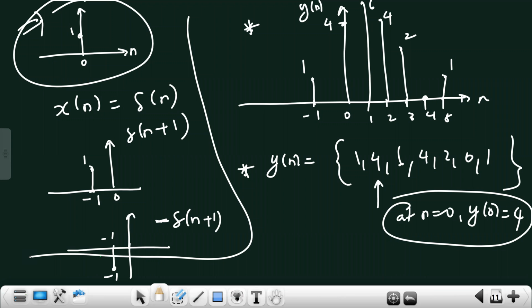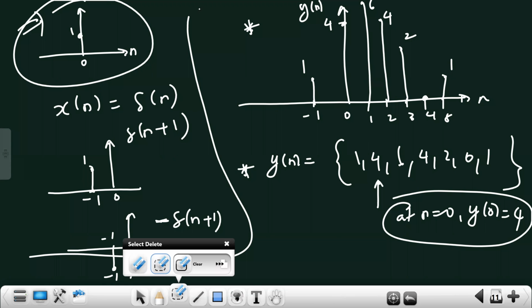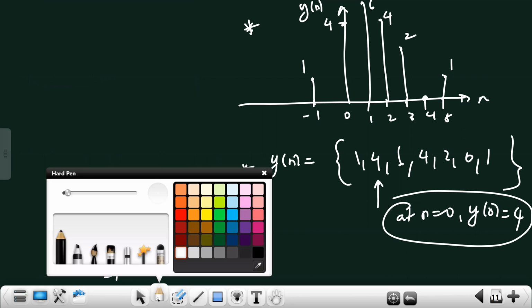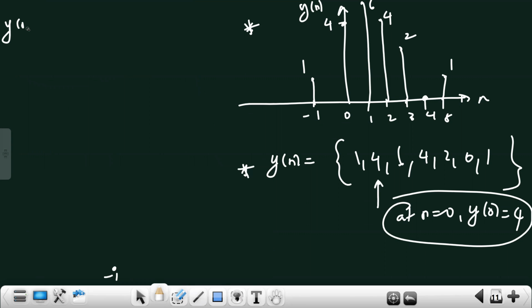Now, based upon this concept, you are there to represent our obtained output y of n in the form of an equation. Okay. Now you write the equation, output equation. Y of n will become. First, what will be the signal at n equal to -1? Because your output is starting from -1, right?